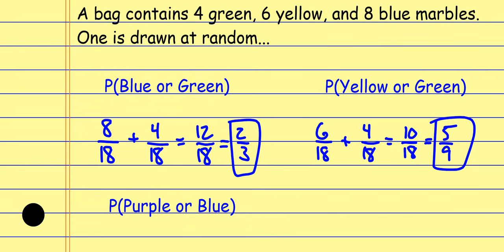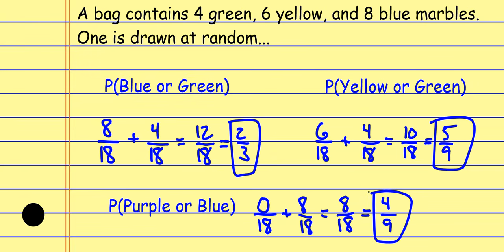So there are no purple marbles, so it's 0 out of 18, and that's okay. Or means we add. The probability of a blue marble would be 8 out of 18. And now I add them up, that's 8 over 18, which reduces to 4 over 9.